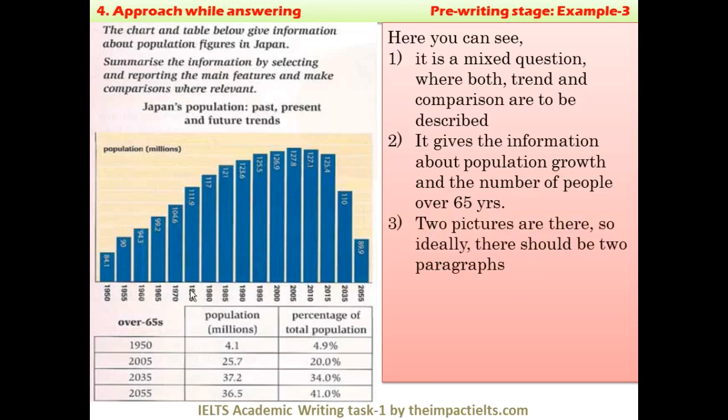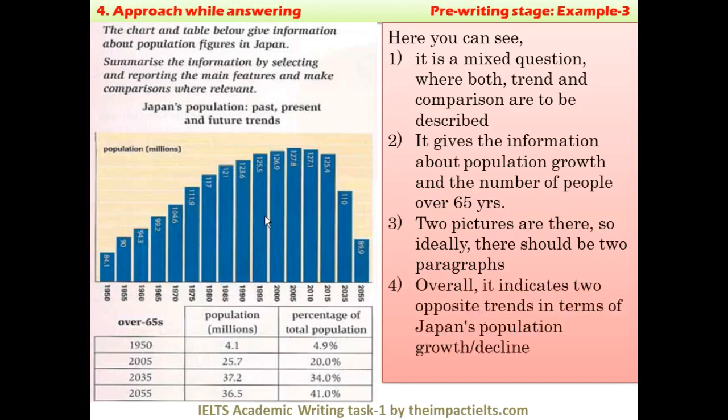And because there are two pictures, two paragraphs should be there, covering each in one paragraph. Sometimes if they're interlinked, then perhaps we can link them in the first paragraph, and we can link them again in the second paragraph, but then we should decide how much should be covered in the first and how much should be covered in the second.